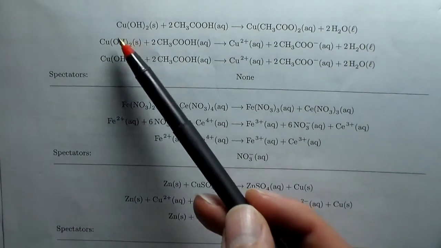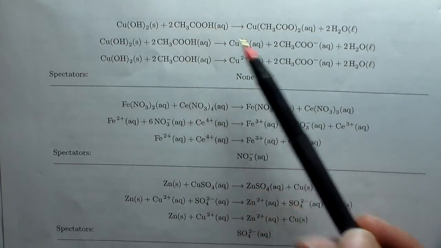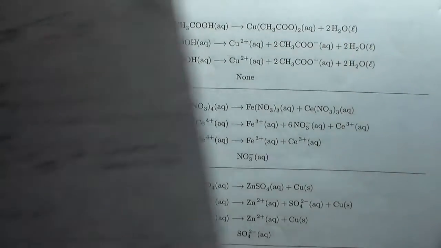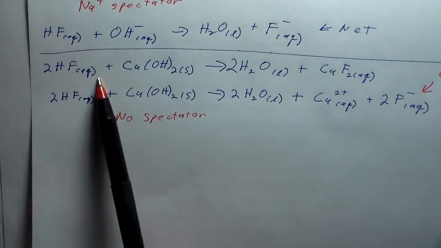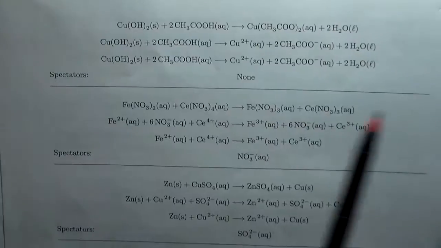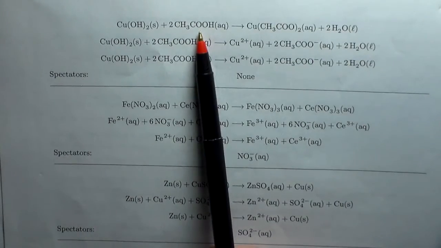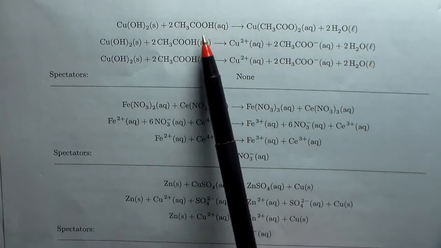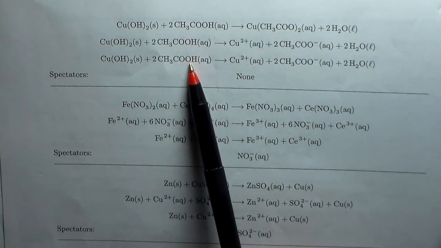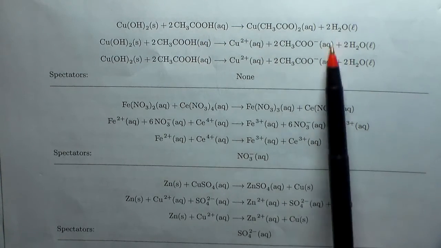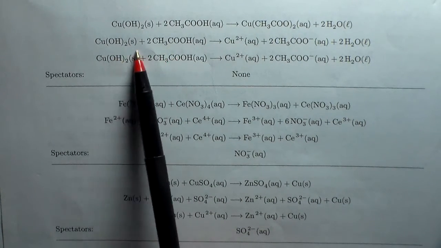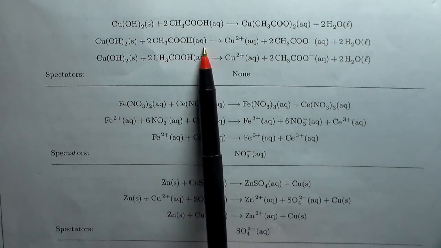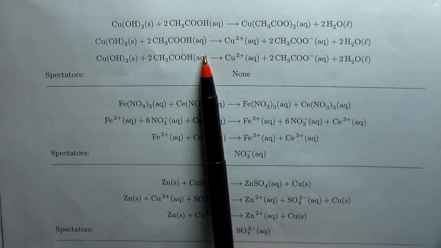So here we have copper hydroxide and 2 acetic acids giving us copper acetate and 2 waters. And really, this is the same procedure that we just saw here with the 2 hydrofluoric acids and the copper hydroxide, right? Because again, the acetic acid is a weak acid. So that means my complete and my net ionic reactions are exactly identical. Because in this case, my copper hydroxide doesn't break apart because it's a solid. My weak acid doesn't break apart because it's a weak acid.